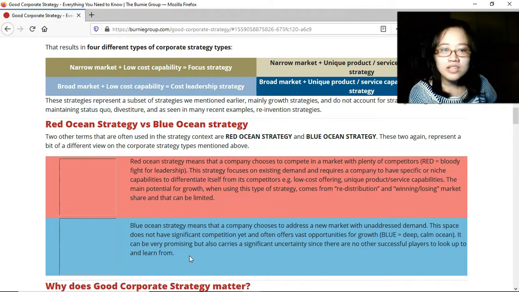Okay, this space does not have significant competition yet and often offers vast opportunities for growth. Kasi nga ikaw yung mauuna. From the development of the product through improvements, edi ikaw ang mauuna. Okay, it can be very promising but also carries a significant uncertainty kasi nga wala pang other successful players, wala pang existing demand. There is an existing demand pero hindi mo pa siya na-validate.